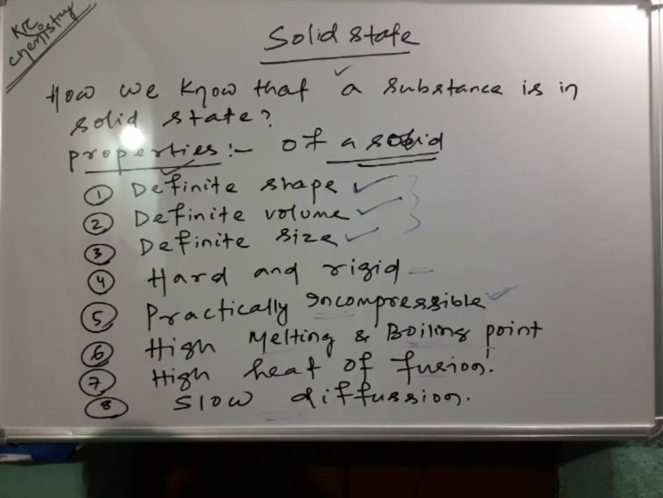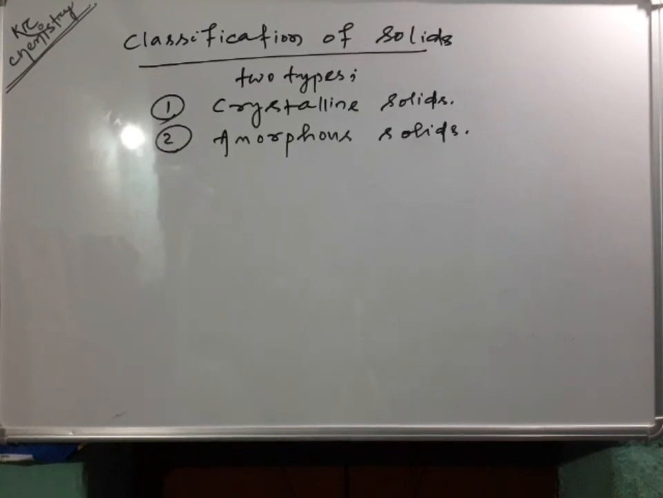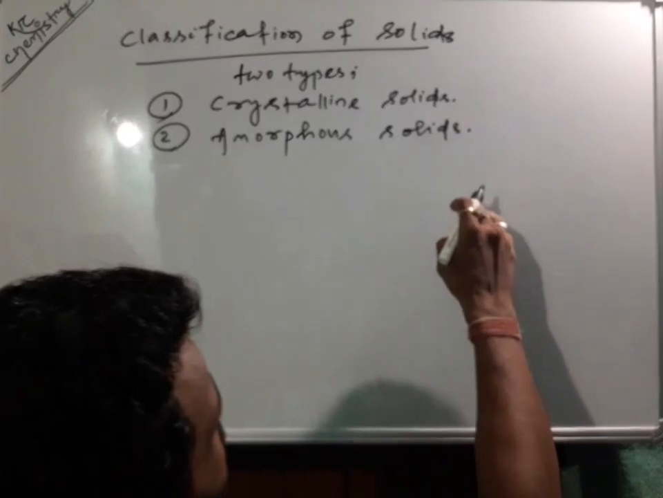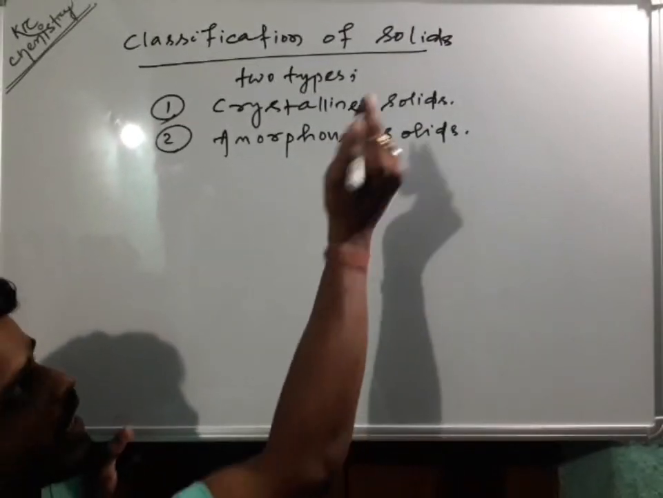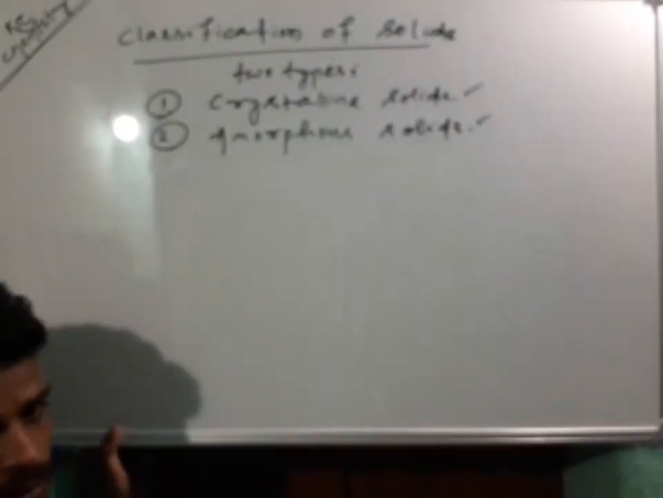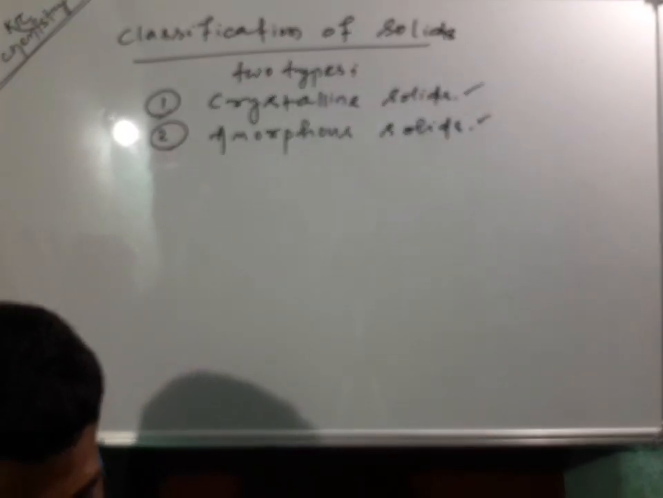And next we go to the classification of solids. What is the classification of a solid substance? Let's see the classification of solids. On the basis of nature, solids are classified into two types, that is crystalline and amorphous solid. Then what is a crystalline solid? How do we know that this substance is crystalline or amorphous?